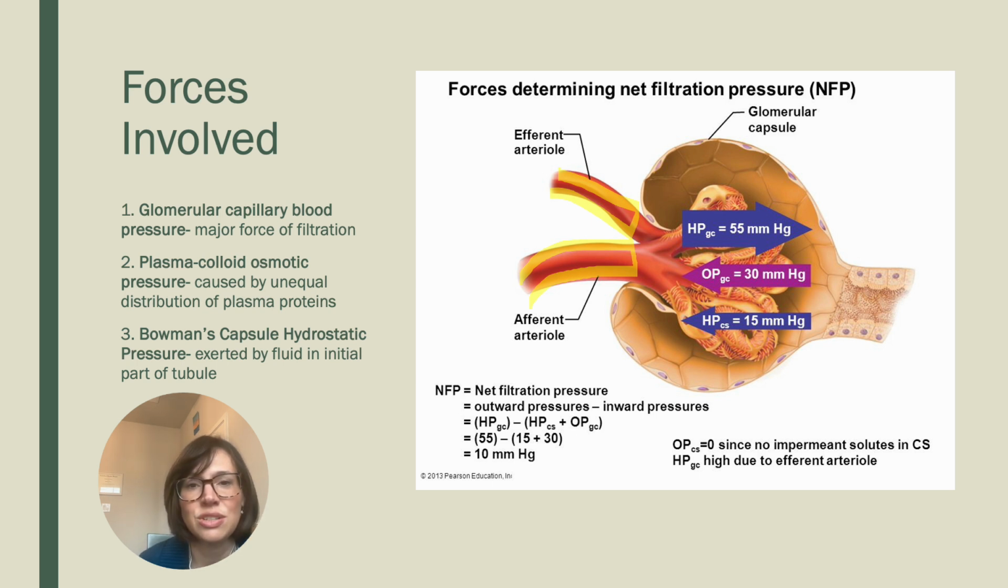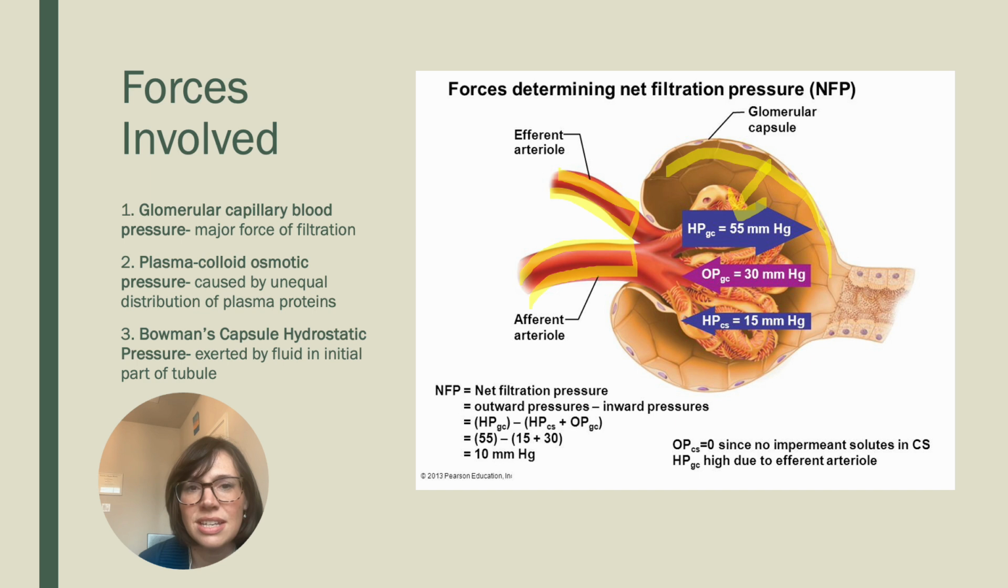The two other forces actually discourage filtration, but they're so small that the net filtration pressure remains positive, so that filtration still occurs. The second force is called plasma colloid osmotic pressure, and this is caused by an unequal distribution of plasma proteins across the membrane. The partial pressure of water is higher on the inside of the Bowman's capsule, right here, than it is in the glomerular capillaries, meaning that the water in these two structures favors diffusion across the membrane into the glomerular capillaries. This is a smaller force and exerts a pressure of about 30 millimeters of mercury.